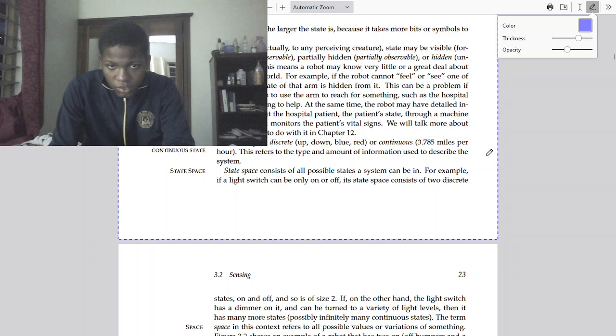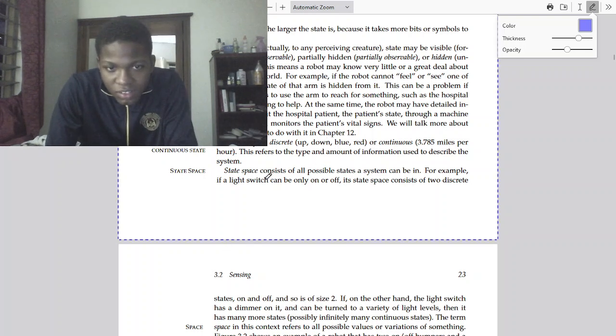State may be discrete: up, down, blue, red. How is that discrete? Oh. Or continuous, so miles per hour. That's a continuous state. Discrete is like a solid state. So first, the type and amount of information is to describe the system.